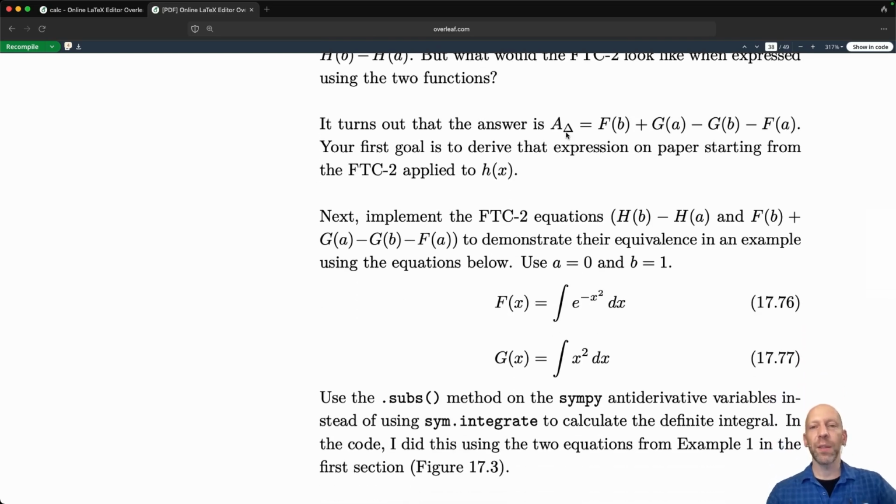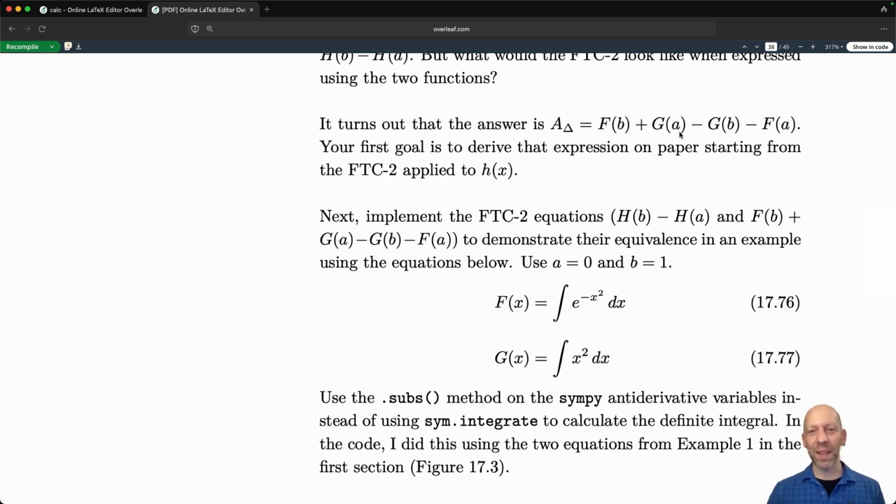So it turns out that here's the answer. I call this delta A for the area difference between two functions within some bound. So uppercase F is the antiderivative of function f, and G is the antiderivative of lowercase g. Okay, so the difference in area is F of b plus G of a minus G of b minus F of a. Now, where does this come from, and how does this make sense?